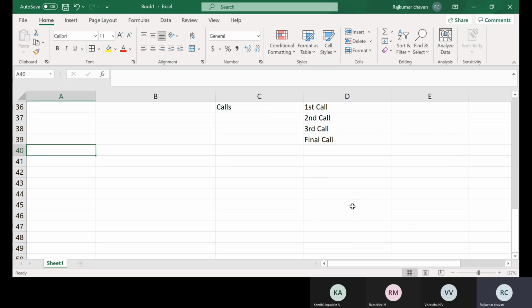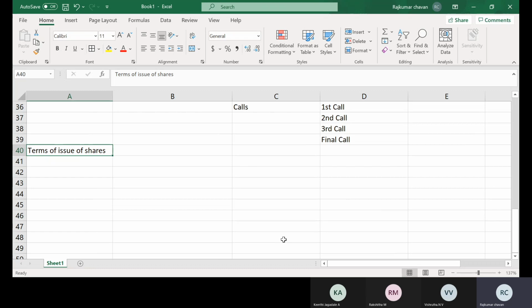Next one, terms of issue of shares. So what are the ways in which a company can issue the shares? Am I audible? Yes, sir. Okay. Terms of issue of shares.